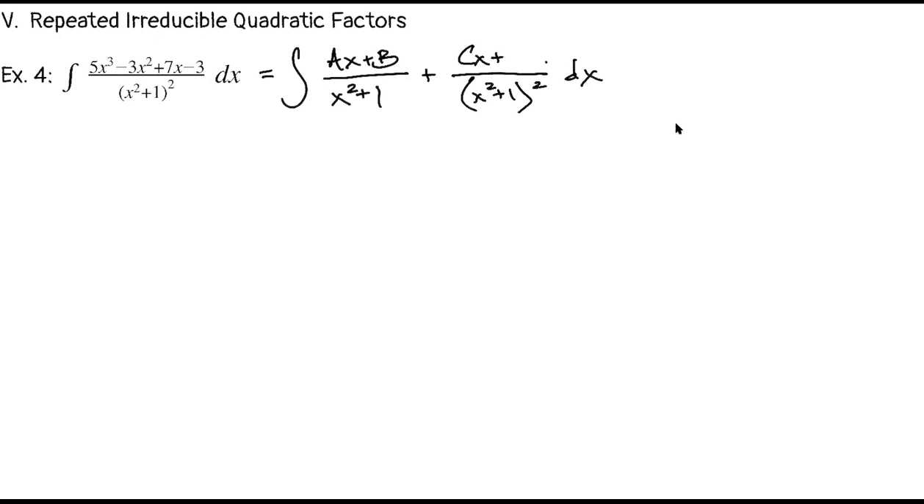If we were to set this up for our partial fraction decomposition, we would have one denominator that's x squared plus 1. And because that is a quadratic, my numerator has to be linear. Now, just like the repeated linear factors, my next denominator needs to be x squared plus 1 squared. And that does not change the fact that my numerator here will also be linear. Okay?